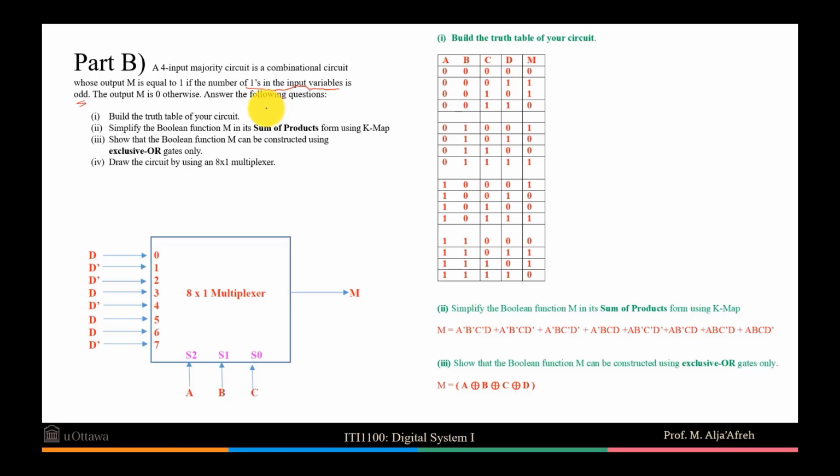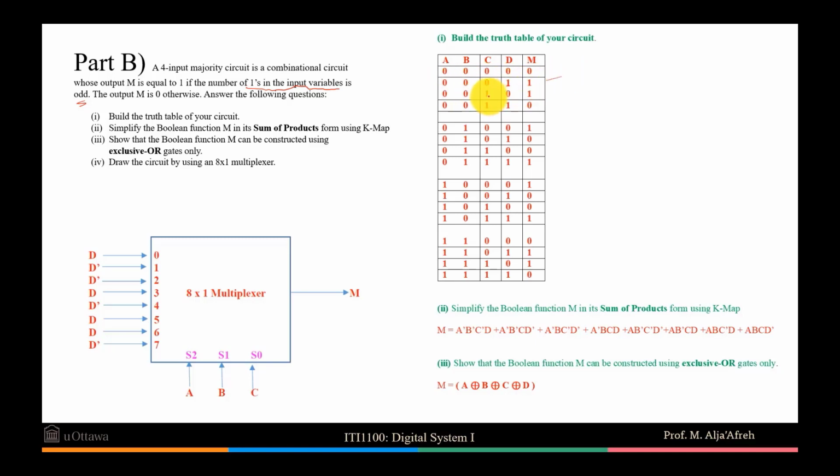Otherwise, the output will be 0. So build the truth table. Look at this. When we have 0, 0, 0, we have no ones, so I'm going to put 0. Now at 0, 0, 1, I have an odd number of ones because I have just one 1 and 3 zeros. That's why I'm going to put 1.